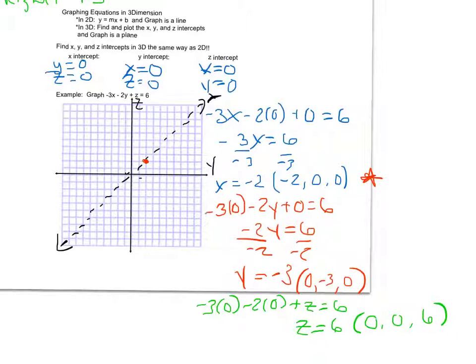And I don't go left or right at all. Doing the same thing for my y-intercept, I'm going to go forward or back 0, I'm going to go left 3, and I'm going to go up or down 0. So left 1, 2, 3, and I'll put my point there. And then finally doing my z-axis, I'm going to go forward 0, left or right 0, and up 6. So 1, 2, 3, 4, 5, 6, and I'm going to put my point there.